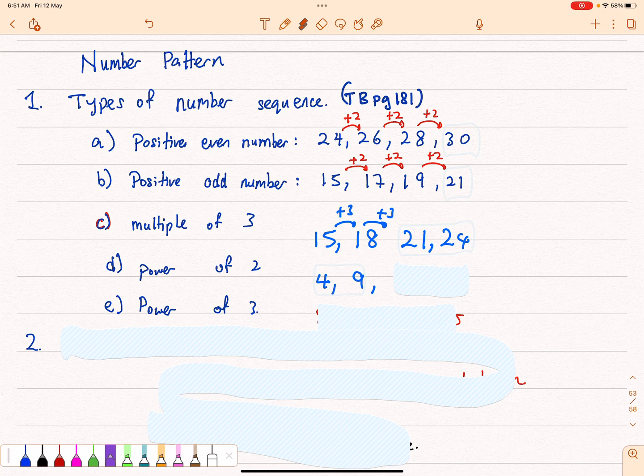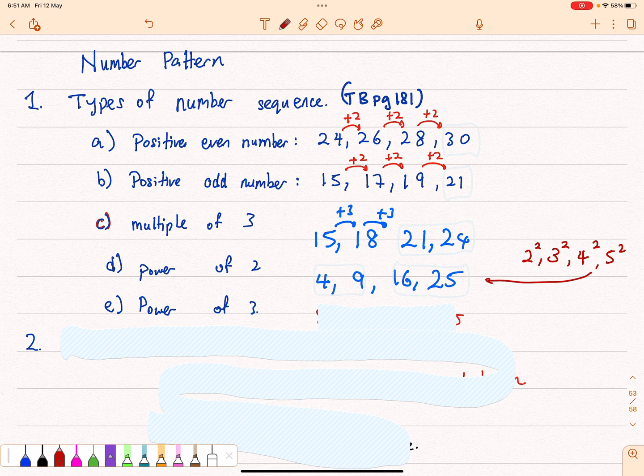So we could have things like 4, which is 2 square. Yeah, so you may want to indicate how you get the 4. So 4 is actually 2 square. And 9 is actually 3 square. So to get the next blank, I just need to find out what is 4 square, which is 16, and 5 square, which is 25, right?